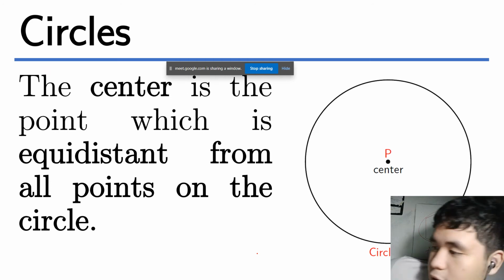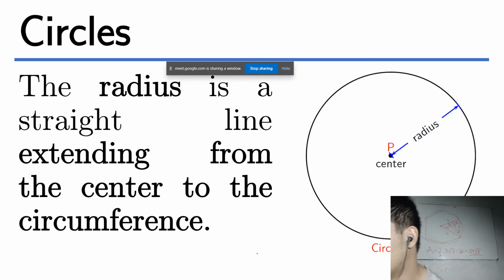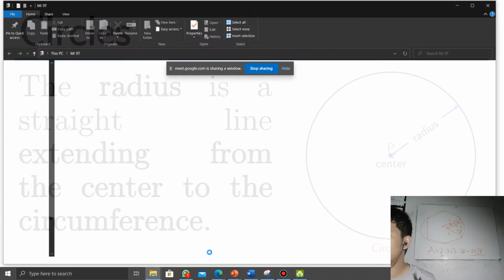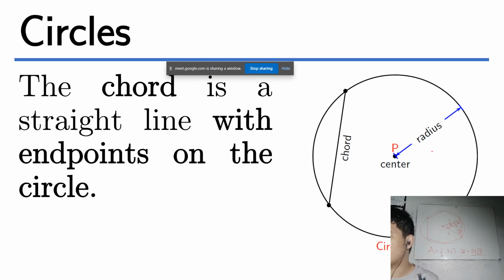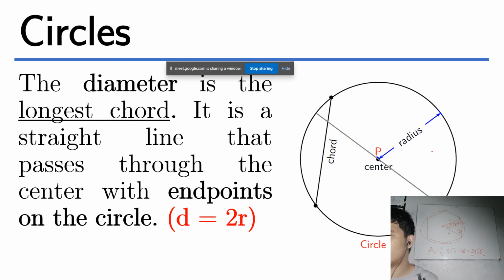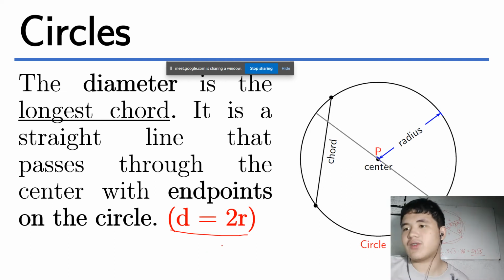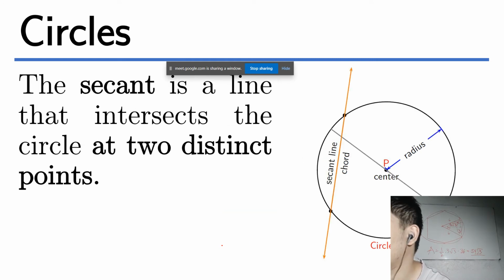Okay? Tapos, the radius naman, yung distance na yun, from the center to the circumference. Equal yan. Kahit saan man mag-extend yan. Next is the chord naman. Chord is a straight line with endpoints on the circle. Then we have heard of the term diameter, no? First of all, it's equal to 2 times the radius, but more importantly, it's the longest chord. Kasi it passes through the center. And chord din ang diameter kasi its endpoints are on the circle.